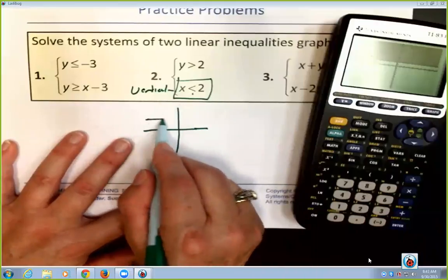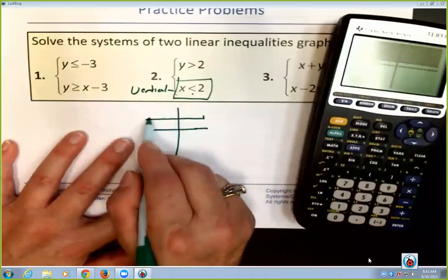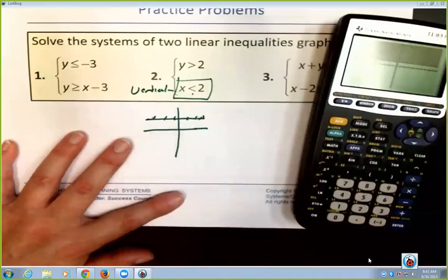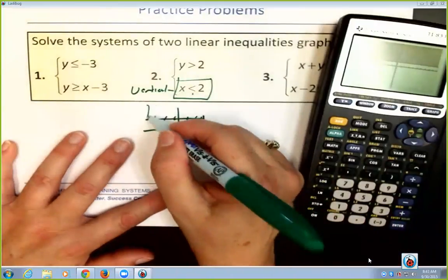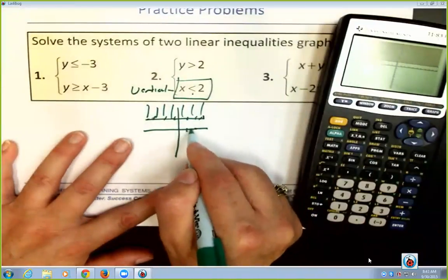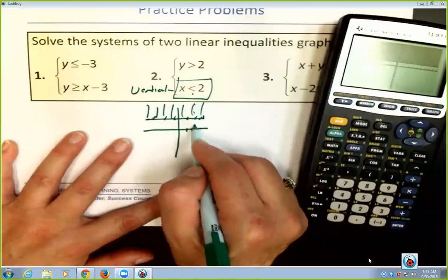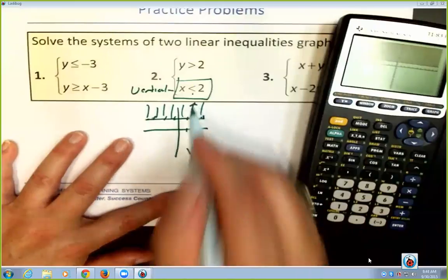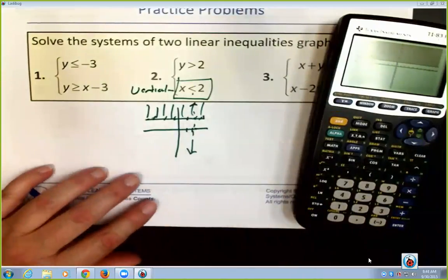So y is at 2, and it should have been a dash line. And it's shaded above. But x is at 2. I have to physically stick that one in place. And what side gets shaded?